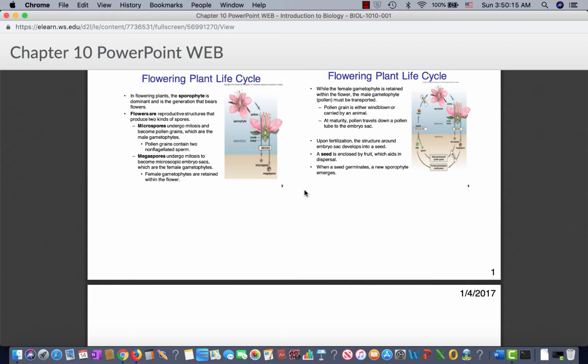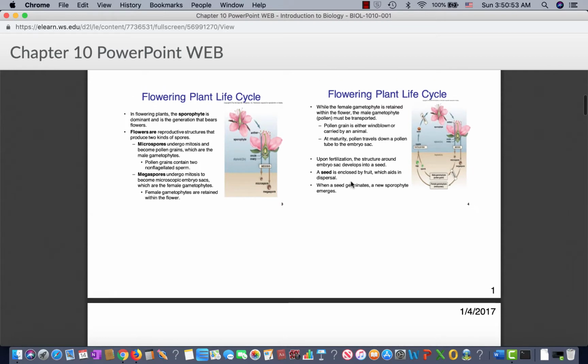But upon fertilization, the structure around the embryo sac develops into a seed, and then the seed is enclosed by fruit, which aids in dispersal. Something eats it, it goes through their digestive tract, and gets dropped elsewhere. The fruit is usually from the ovary. So, like when you're eating a strawberry, you're eating plant ovary. So, again, you're welcome for that mental image. And then when the seed germinates, a new sporophyte emerges. So, again, pretty decent illustration over here on the right.